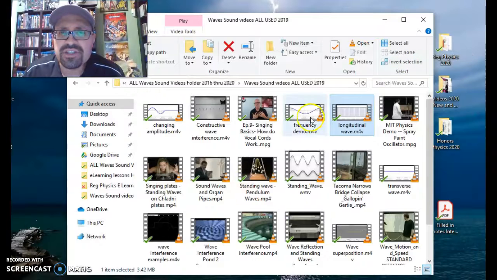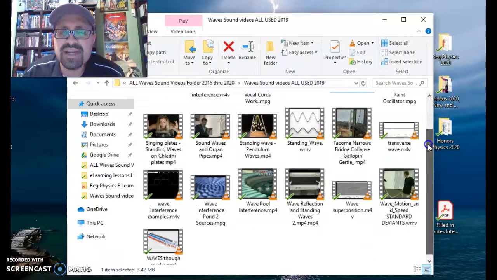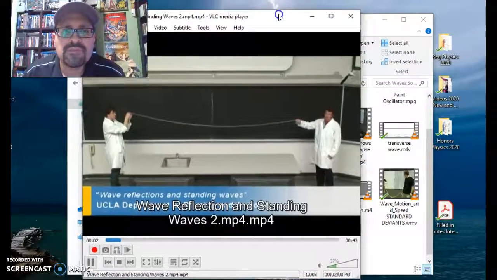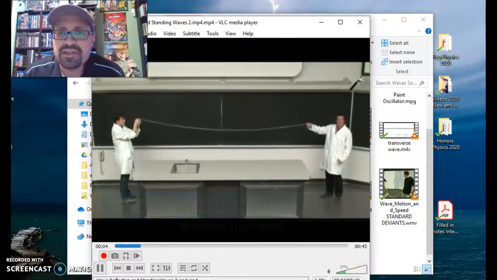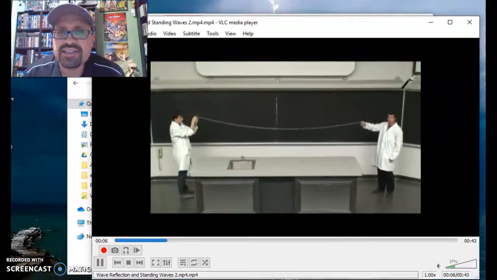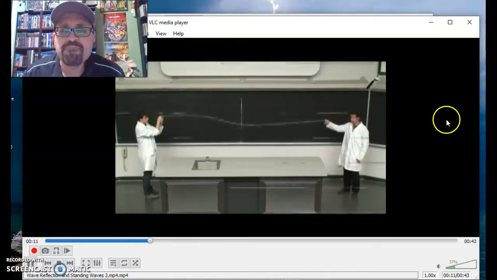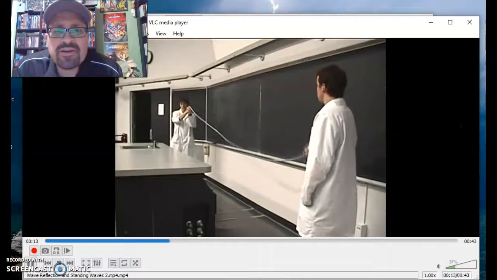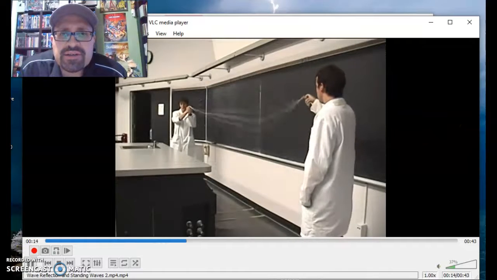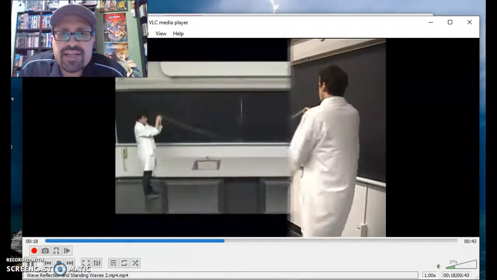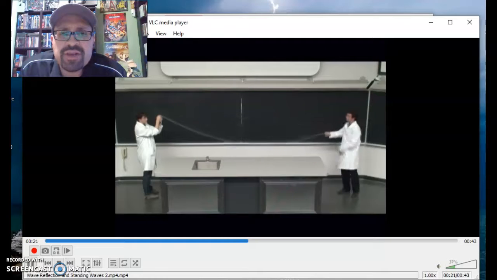My gosh, there's lots of cool stuff here. Last but not least, let me show you this. This is a couple of scientist guys, tell by their lab coats, right? And what they're going to do here is this is a giant spring. They're going to try to create a series of standing waves for us.